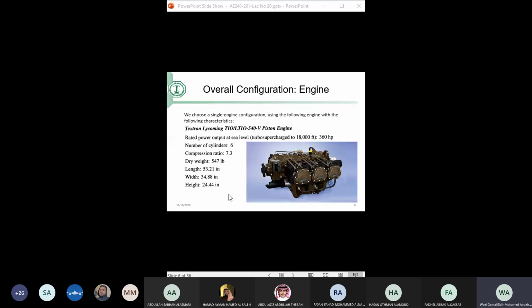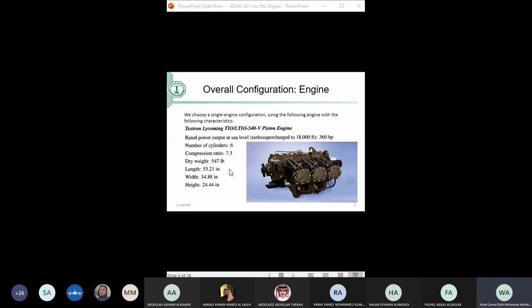So that's one choice. It's not the only choice. I told you, you can get a bigger engine. It will have larger dimensions, and it will weigh more than the 547 pounds of this engine. This engine weighs about 210 or 220 kilograms.